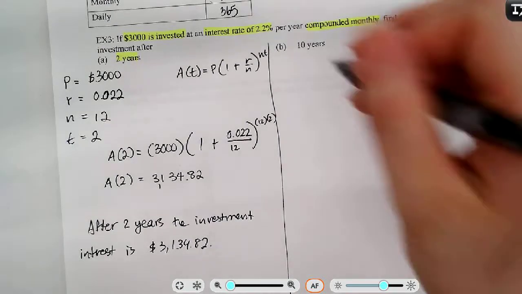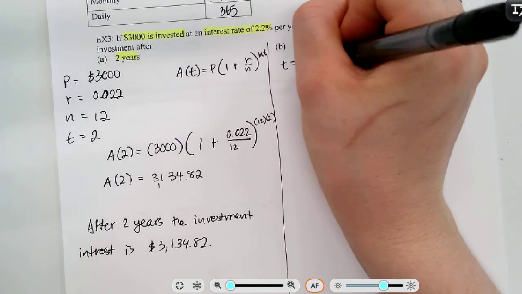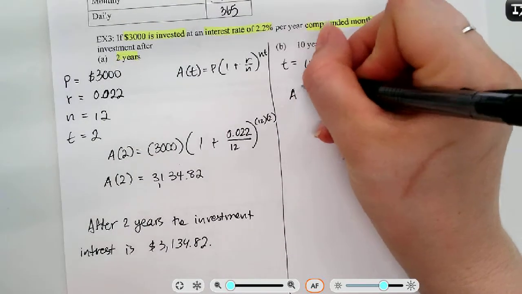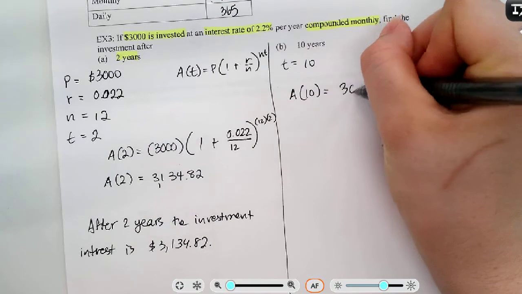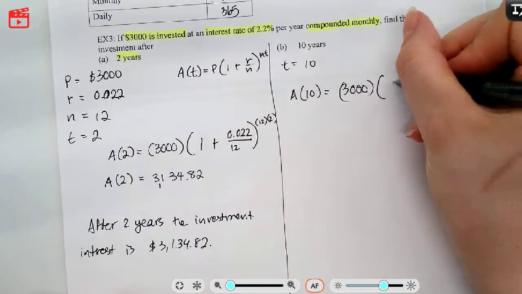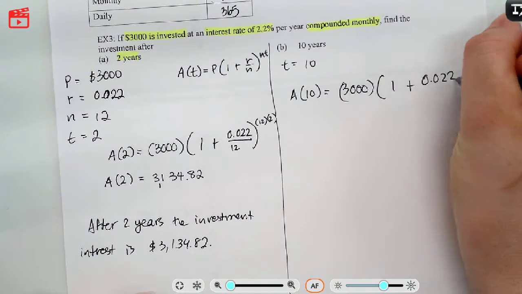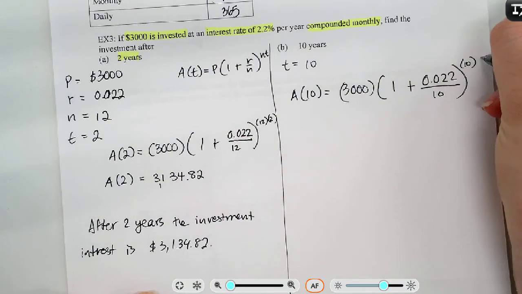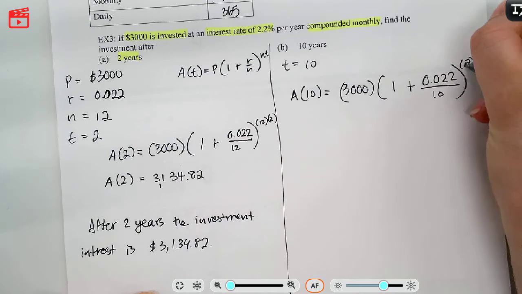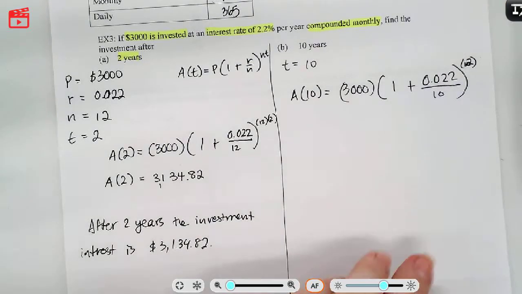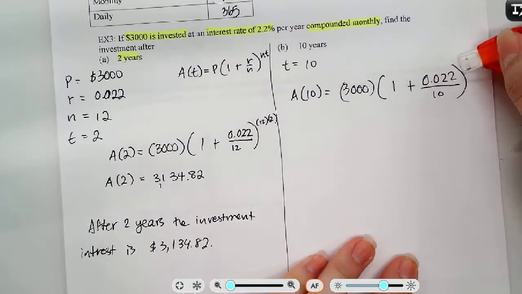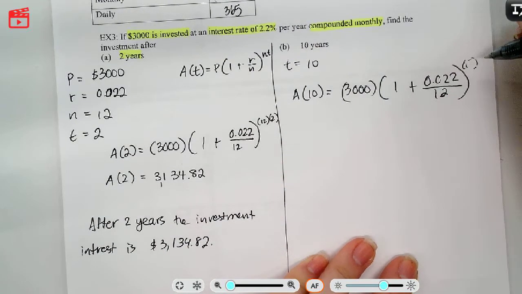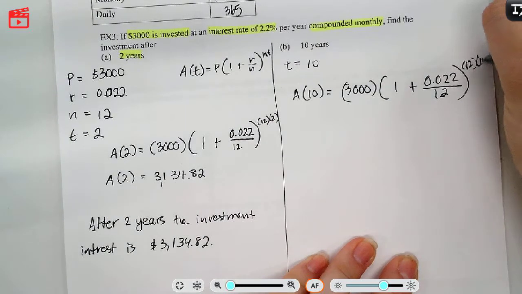Okay, go ahead and let's try to find 10 years. So the only thing that changes is t is equal to 10. Okay, so plugging that in, A(10) equals 3,000 times 1 plus 0.022 all over 12, because that's the n value, and the exponent is 12 times 10.